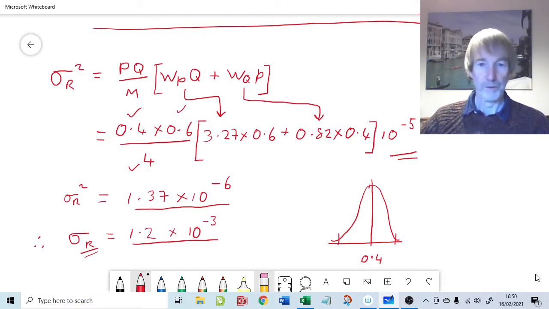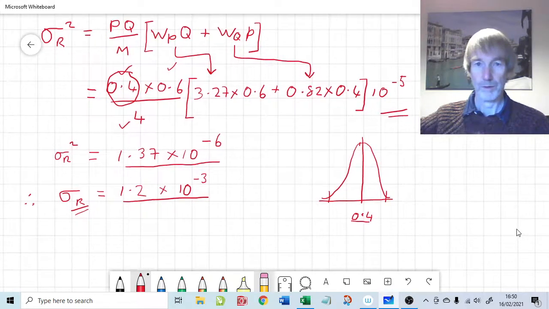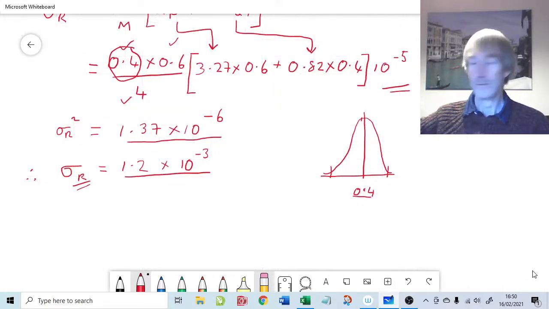Let's put this into context now. We know that P is 0.4. So here is 0.4, and we're going to work on the principle that the samples drawn at random from our mixture should follow a normal distribution. So some of the samples will be smack on 0.4, some of the samples will be less than 0.4, some of the samples will be more than 0.4.